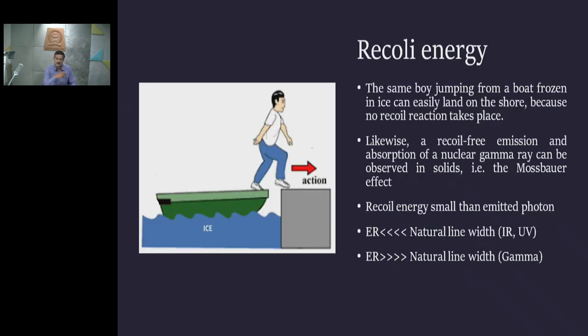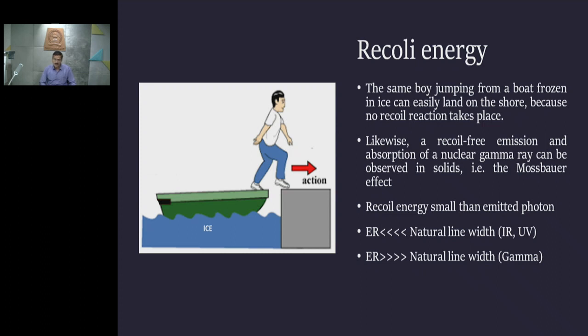For that purpose we again see this example. The same boy jumping from a boat, but the boat is frozen in ice, can easily land on the shore. Because it is frozen, no recoil loss takes place, and that lets the boy reach the shore. Similarly, whatever loss of gamma radiation would take place is avoided, and that we call recoil-free emission and absorption. Nuclear gamma ray leads to the Mossbauer effect.